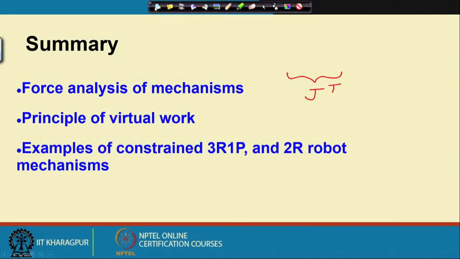So, let me summarize what we have studied in this lecture. We have looked at the force analysis problem for mechanisms and robots using the principle of virtual work. We have considered the example of 3R 1P constraint chains of two types, type 1 and type 2, and we have also considered the planar open chain manipulator, the 2R manipulator, and discussed the force analysis for this manipulator. So, with that I close this lecture.